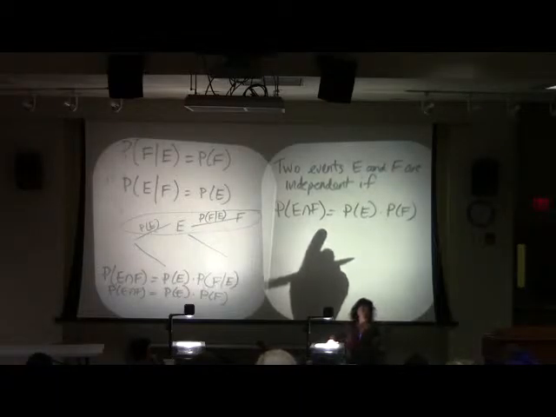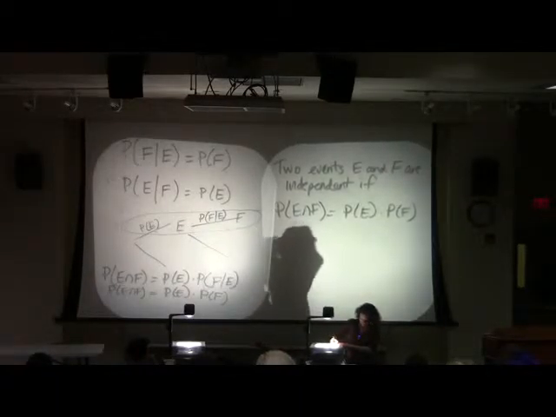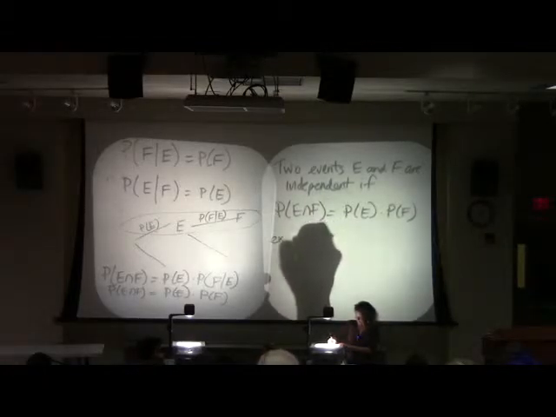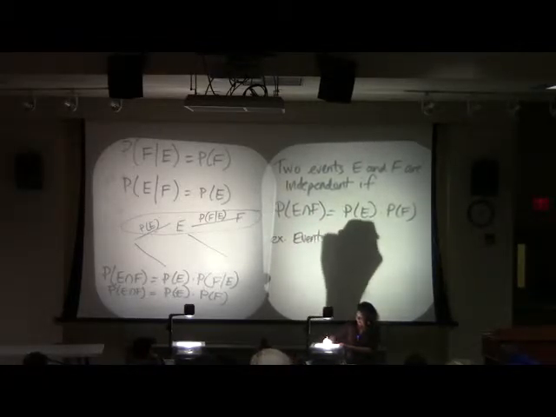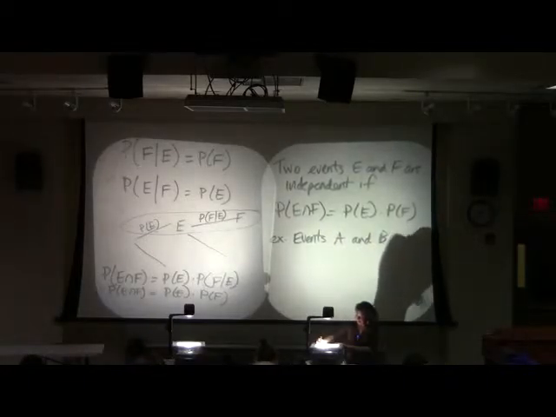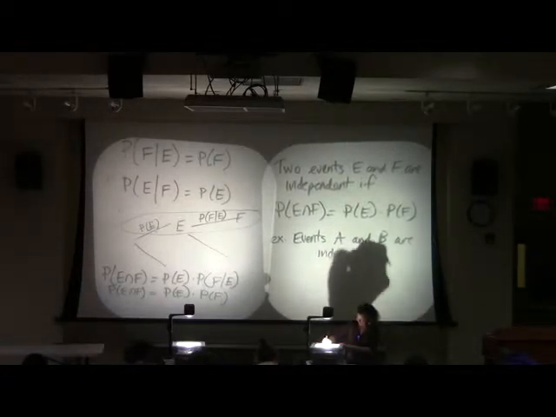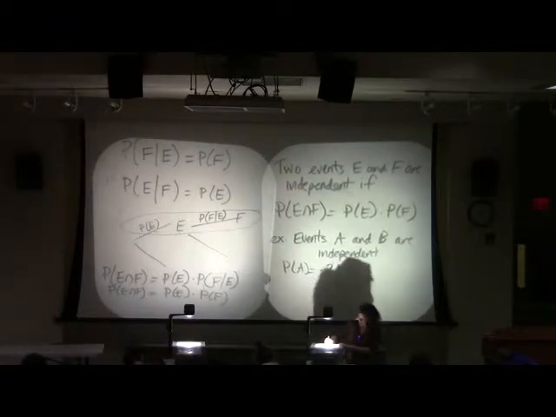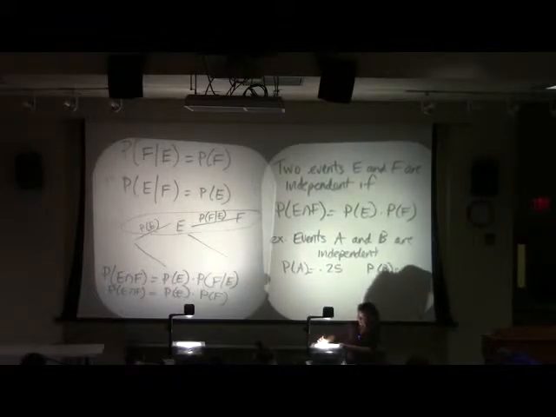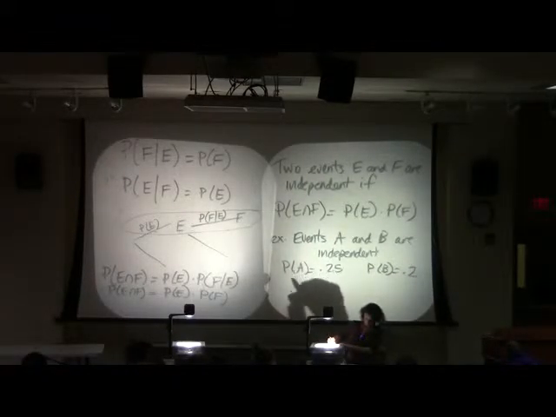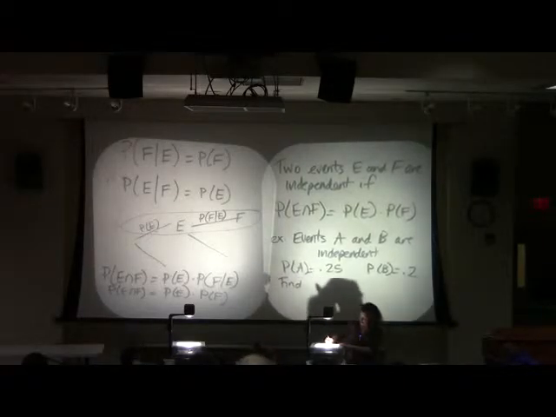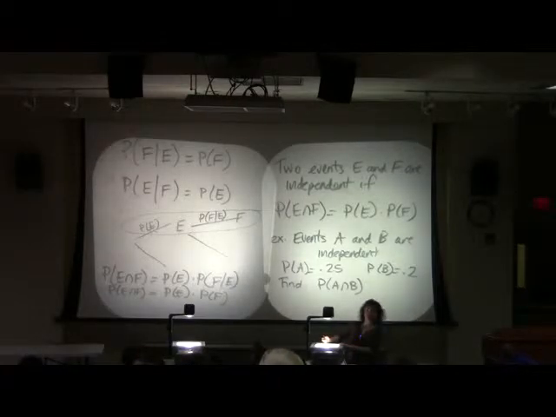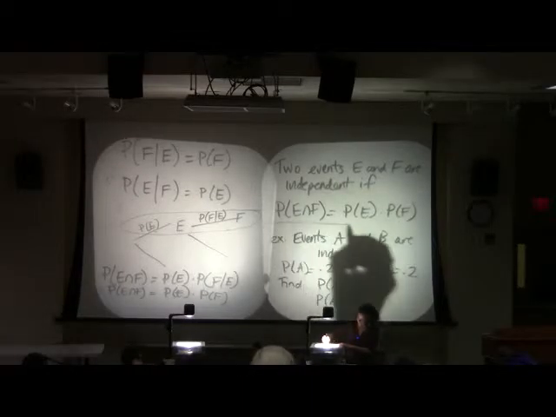Alrighty, so let me do a couple of examples. Suppose I tell you events A and B are independent, and I know that the probability of A is 0.25, and I know that the probability of B is 0.2. What I want to do is find a couple of probabilities. I want to find the probability of A intersect B, and then I want to find the probability of A union B.